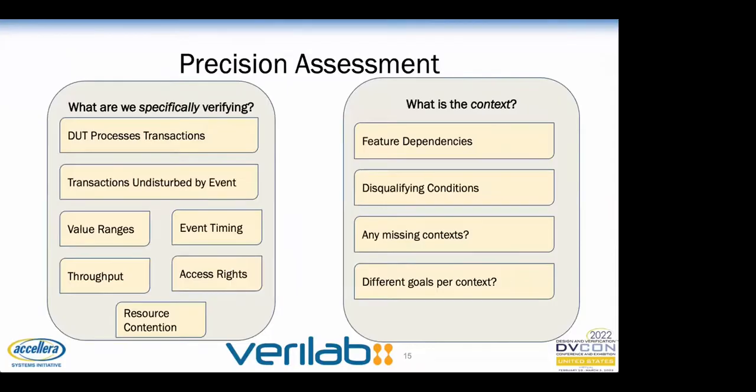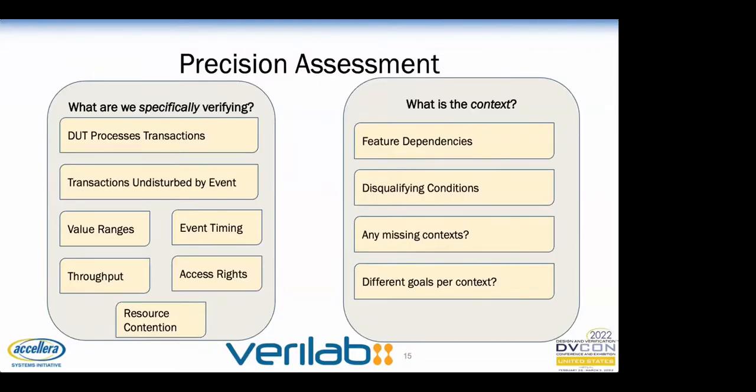Checking our precision is also very important to avoid problems later in the project. If we're vague in our plan, people may later misunderstand the intent of our tests. Don't just say, verify we can drive transactions into the design. What is the specific reason for driving transactions? Are we verifying how they are processed, or if the data flow is undisturbed by other events? Are we verifying values, timing, access rights, throughput, resource contention?